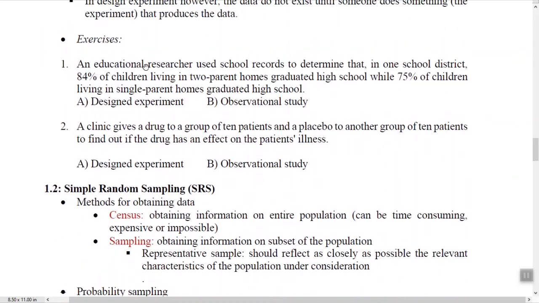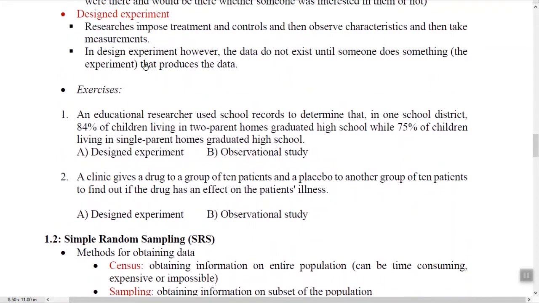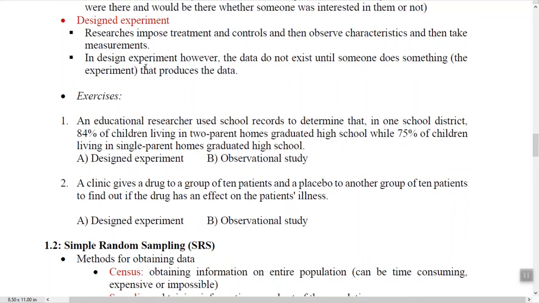In this example, I'm going to explain using these two exercises. Actually, this is some kind of example. I'm going to explain how we deal with observational study and design of experiments. Okay, first exercise: an educational researcher uses school records to determine that in one school district 84% of children living in two parent homes graduate high school, while 75% of children living in single parent homes graduate high school.